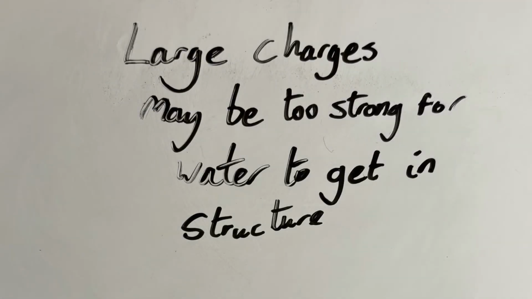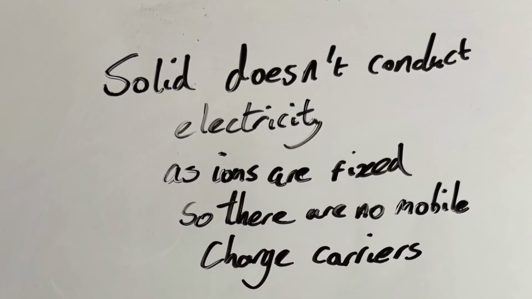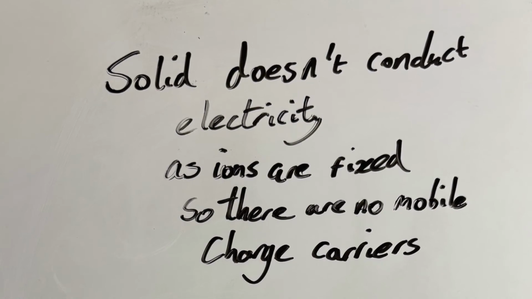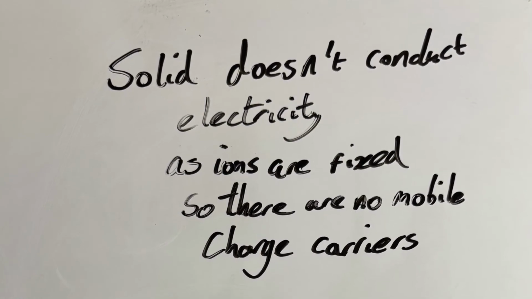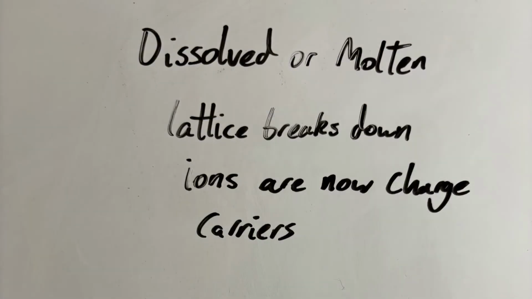However, higher charges can mean lower solubility, as it's more difficult for a polar solvent like water to get in between the molecules. Now, in its solid state, it doesn't conduct electricity because the ions are fixed in the solid, and so there are no mobile charge carriers to conduct electricity. But the second it is dissolved or it becomes molten, the lattice breaks down and the ions now act as charge carriers through the structure. Which means now if you were to put a current through it, it would conduct electricity.